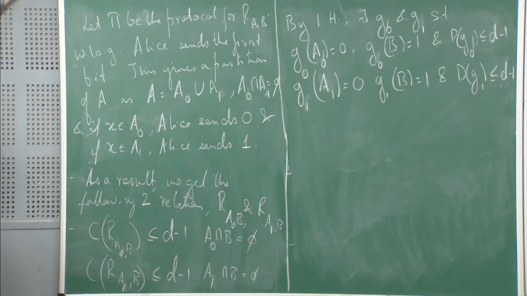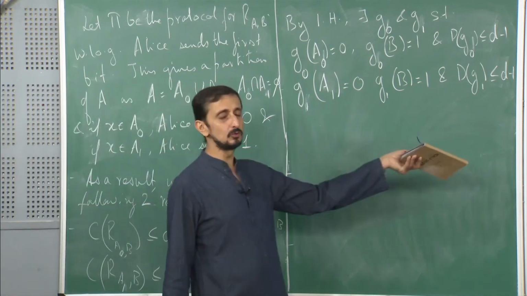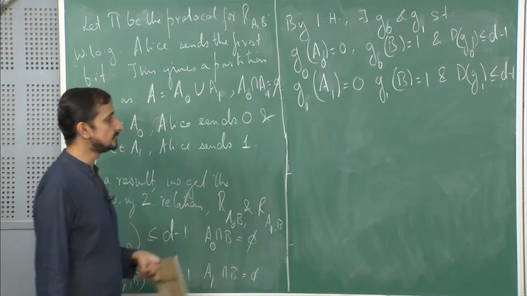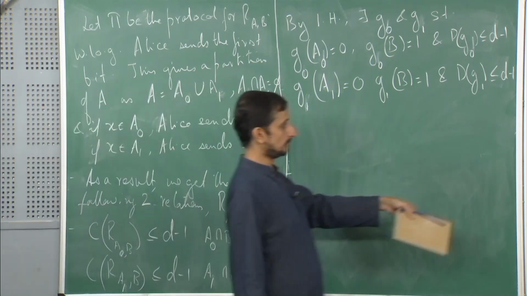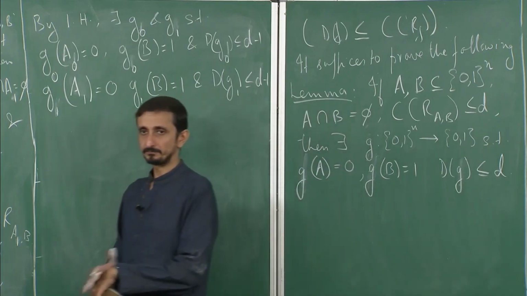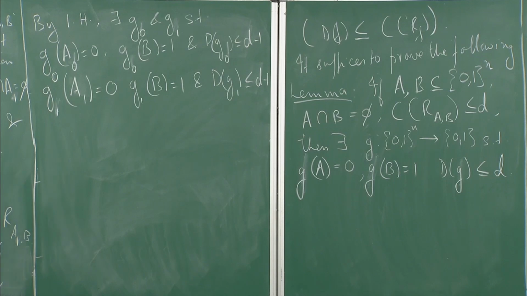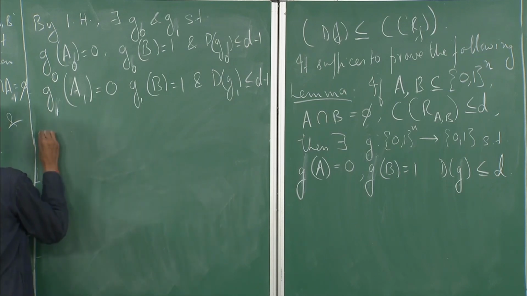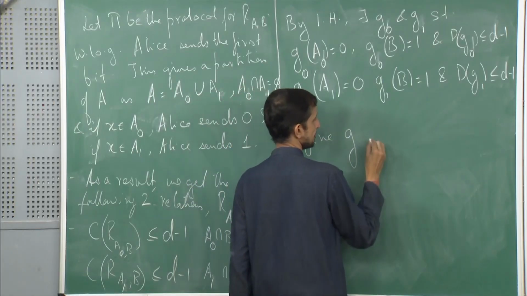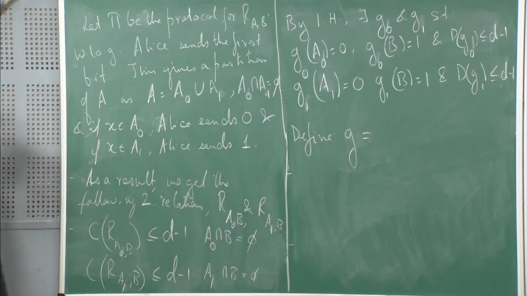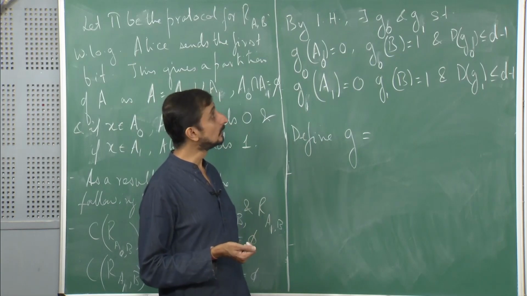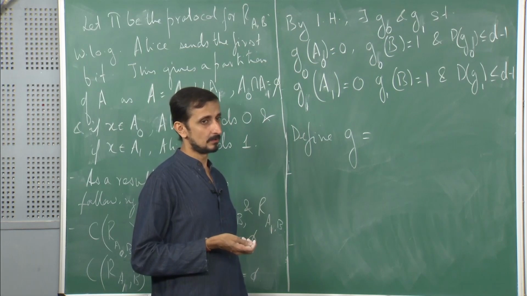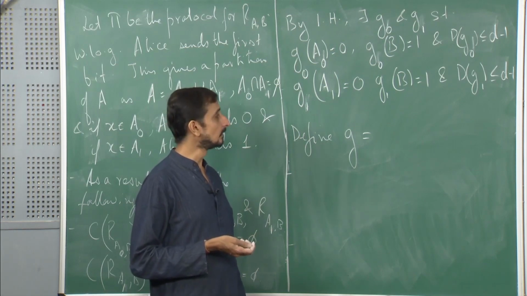Now, what we have to show is that the claim is true for d now. So, using this G0 and G1, how can I build a G such that D of G is at most d? How do I define G now? Any element of A is going to be 0 either for G0 or for G1, and any element of B is going to be 1 for both of them.